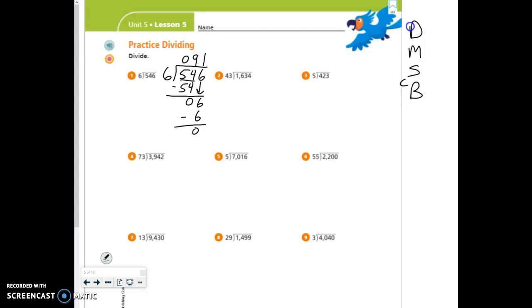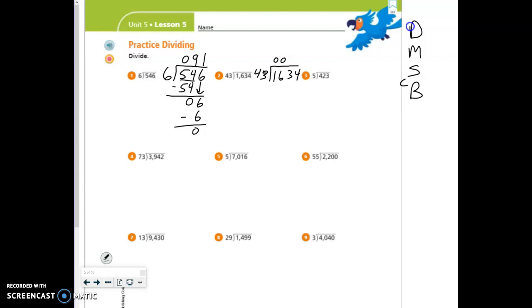Can 43 go into 1? Let me rewrite it here just to give myself some space. 43 into 1, 6, 3, and 4. Can 43 go into 1? No, it can't. So I'll put the 0 up there just to placehold it for me. 43 also cannot go into 16. So I've got 2 zeros on top of this one. All right, so I'm going 43 right into 163 from the beginning.